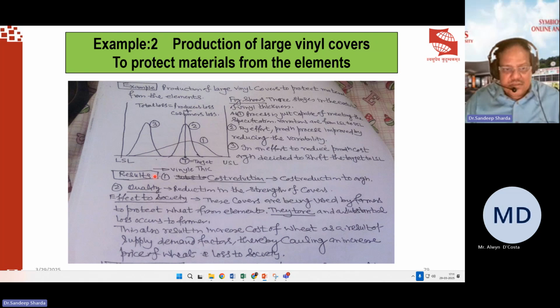So that's how these PVC vinyl sheets are going to be torn out in some of the places, and that's how it is going to have an impact. And these materials are going to be spoiled over a period of time. So it is going to have an impact on the society. The covers are being used by the farmers to protect the wheat from the elements. They tear and a substantial loss occurs to the farmers. This also results in an increase in the cost of the wheat as a result of supply and demand factors, thereby causing an increased price of the wheat and a loss to the society. So that is another example.